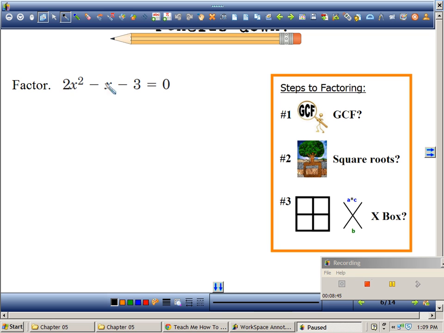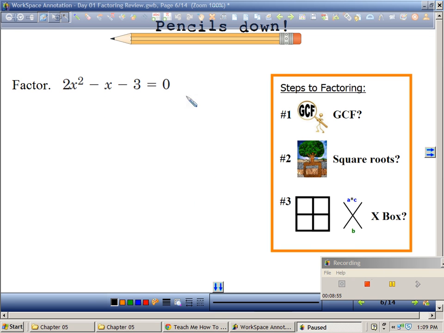Let's factor this one. I don't see a GCF. I don't see any square roots. So this is not a perfect square trinomial. We just have to factor this. I'm going to do it side by side. One of them is the guess and check method. The other one is the X box method.